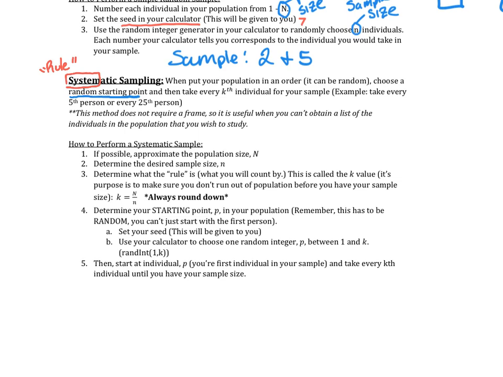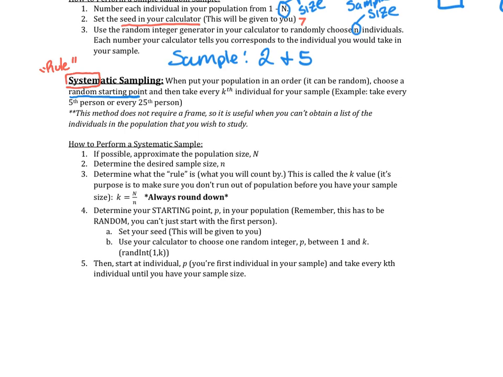So it is useful if you can't get a list of your entire population. Like if you want to sample everybody that goes into Walmart on a given day, you're not going to know ahead of time every single person that's going to go into Walmart on that day. So this is where systematic sampling could be helpful, because you could just say, okay, well, I'm going to talk to every 17th person walking into Walmart. So this is why, like I said, simple random is great, but it's not always feasible.